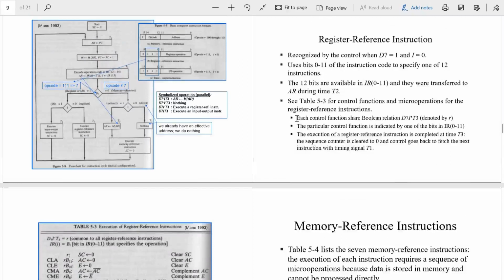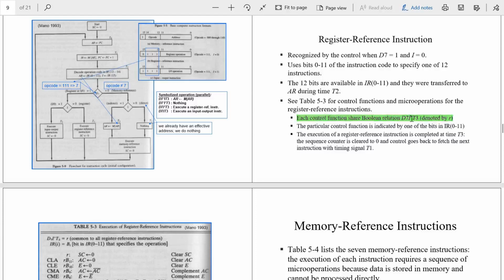See here, a very important part. Each control function shares a Boolean relation like this: D7, I bar (or I dash), and T3. D7 has no bar, which means it indicates 1. I bar means the complement of I, so it is 0, while without a bar it indicates 1. T3 means the T3 cycle. This is executed as a register reference action.